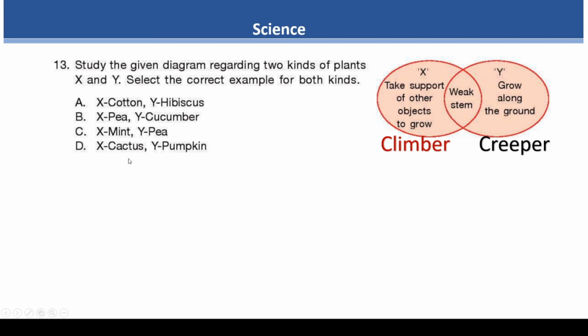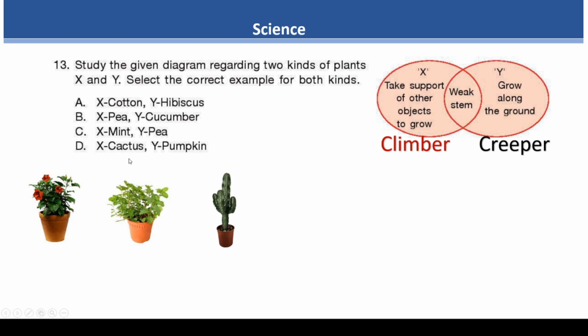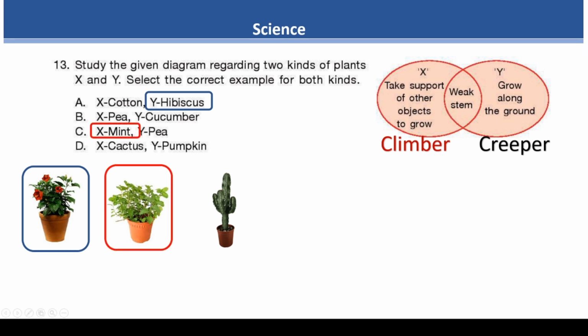So here we have three of the plants that do not come in climber or creeper category. First is hibiscus, which as you can see is a shrub. It has a strong stem and can support. Next is mint, which is a herb. Now this also does not have a very strong stem, but it is strong enough to make the plant stand on its own. And the third is cactus, which also has a stem on which it can stand. So A, C and D are wrong options.